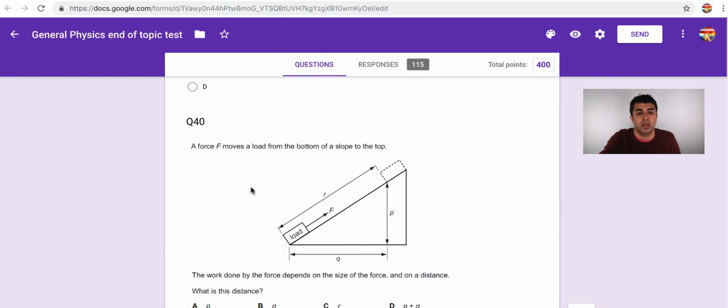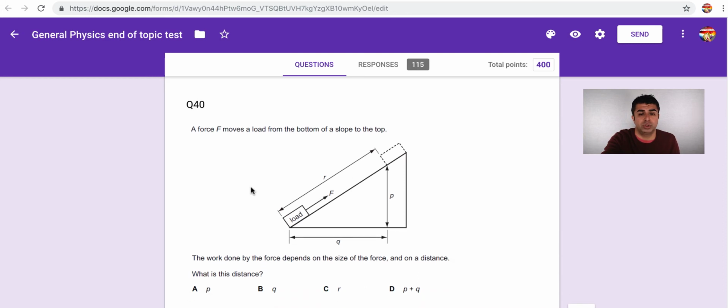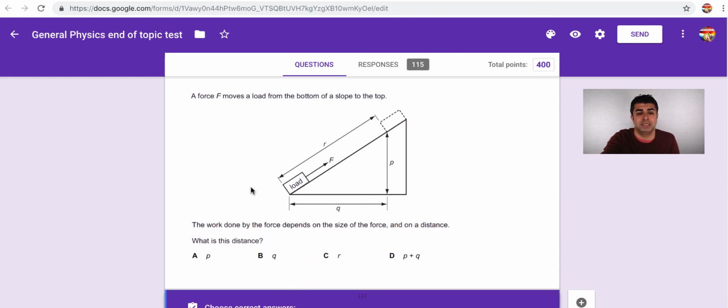Question number 40. A force F moves a load from the bottom of a slope to the top. The work done by the force depends on the size of the force and the distance moved. Well, remember what I told you, you're looking for the force and the distance to be in the same plane. So if you had the weight here only, then the distance you're going to use is P. But because you've got a diagonal distance and a diagonal force, it's F times R, so the answer is C.